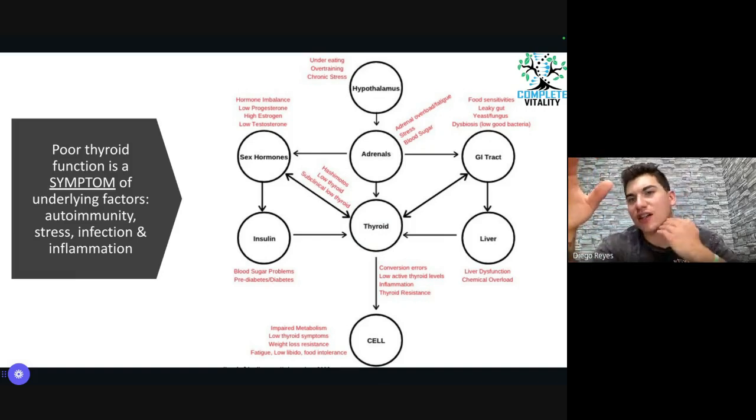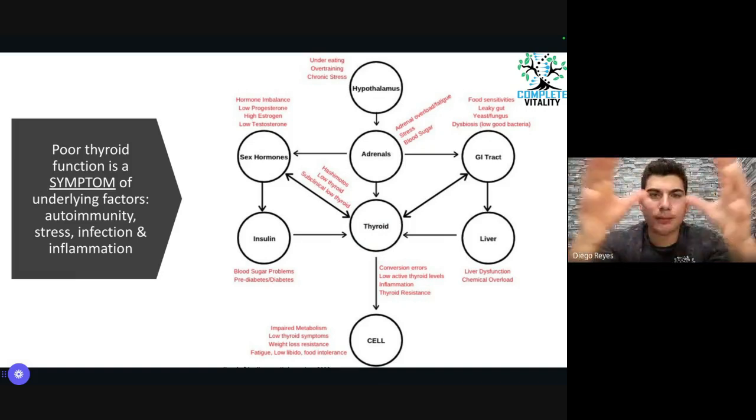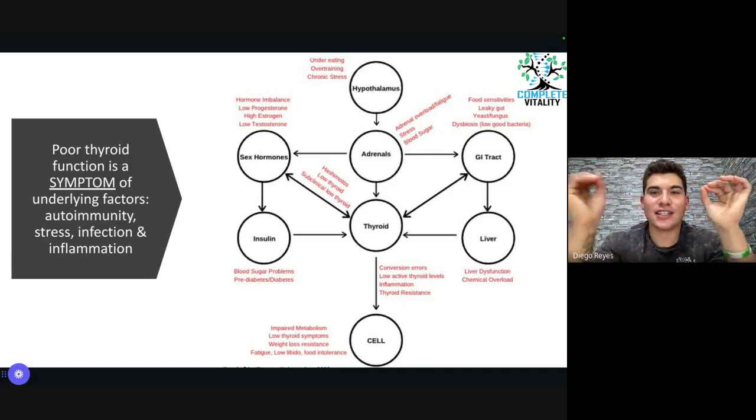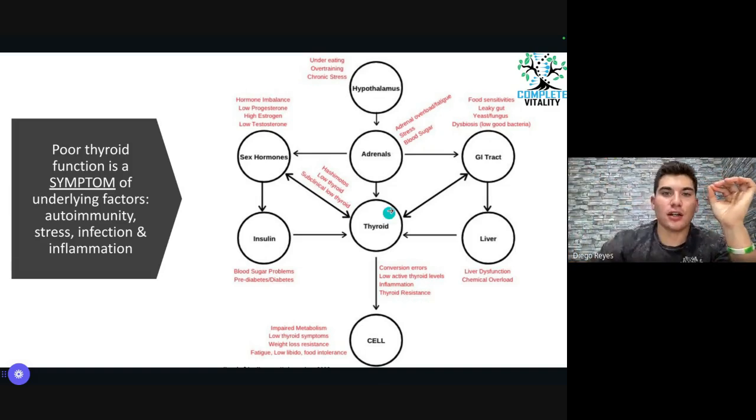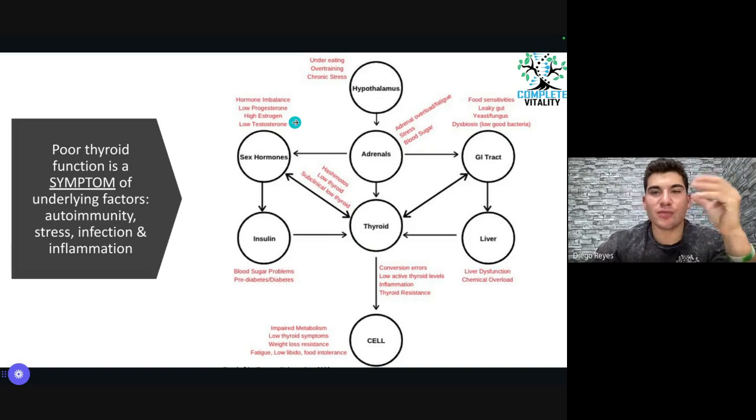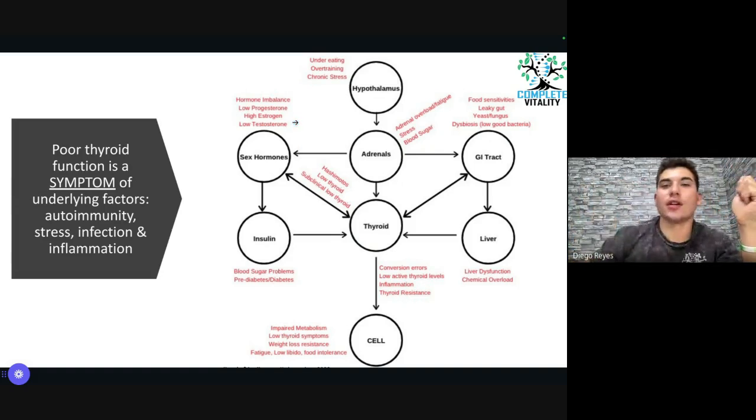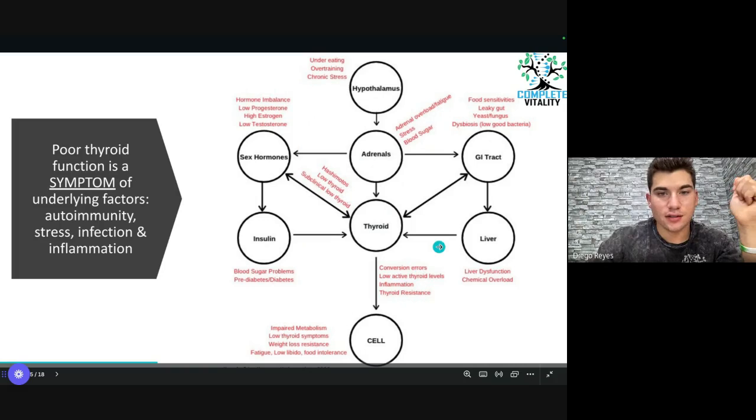But as we see here, most people take a deductive approach to this, meaning, okay, I have low testosterone, so I'm just going to do testosterone injections. Well, they're not even looking at all these other things that play into this.